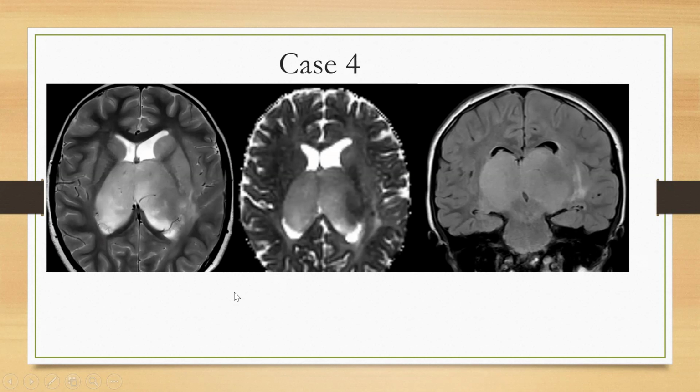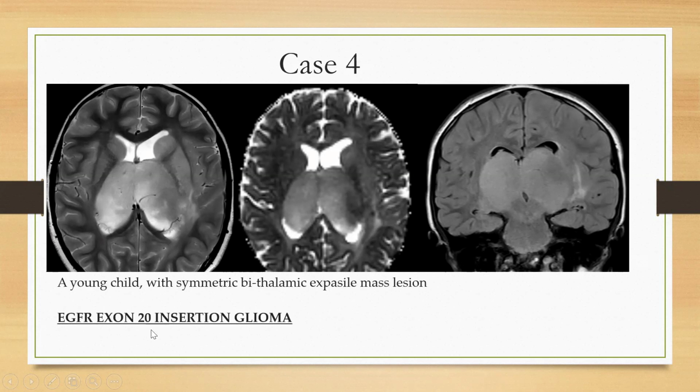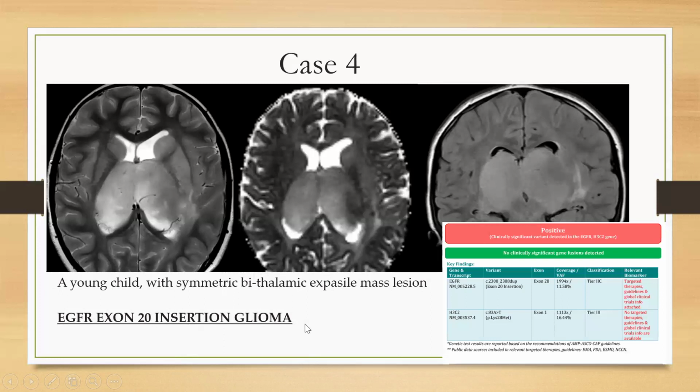In all these cases we did biopsy, and this turned out to be EGFR exon 20 insertion glioma, a subtype of EGFR altered diffuse midline glioma. It's an EGFR exon 20 insertion glioma. This is important because targeted therapy can be given in these cases.